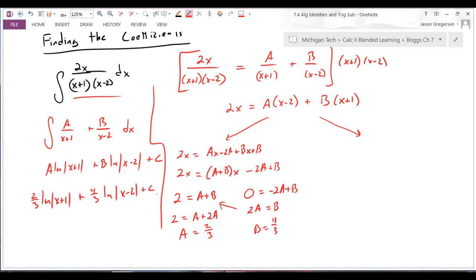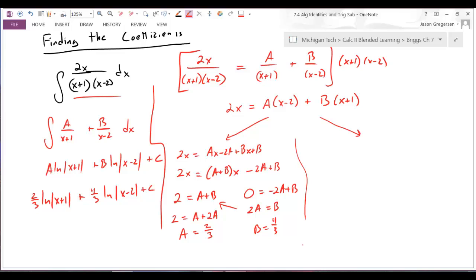All right. That's one process. That's like the formal process to find a and b. Now here's the shortcut process. That equation that we've written up here should always be true. It's an identity. It should be true no matter what x value we use. For any value of x, that identity should hold.